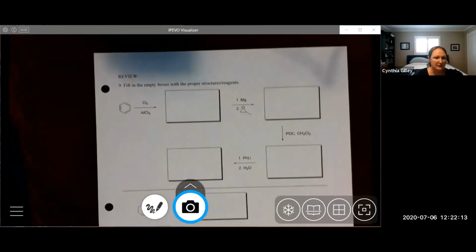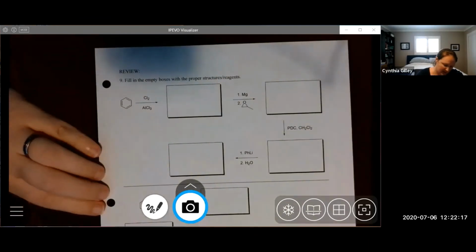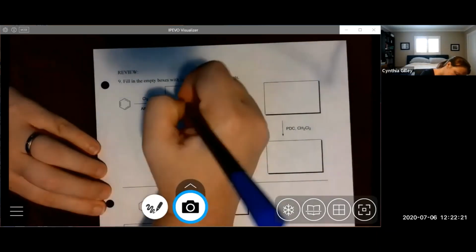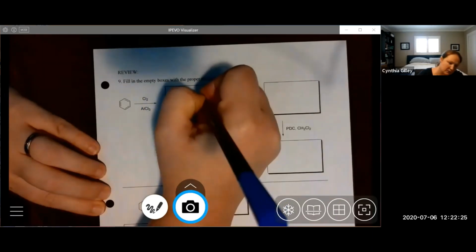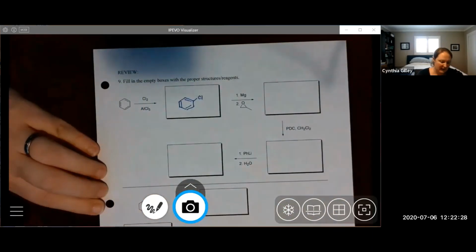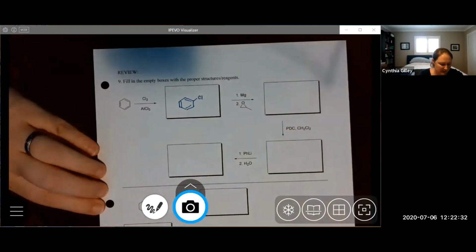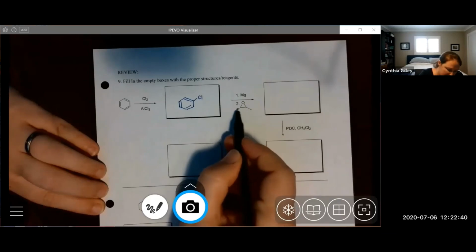This page is a review, or at least part of it is review. You can do a chlorination, so introducing chlorine on the ring. That will set us up to be able to do a Grignard reaction. And so we'll be forming the Grignard reagent with magnesium, and it attacks then the epoxide at the less substituted carbon.